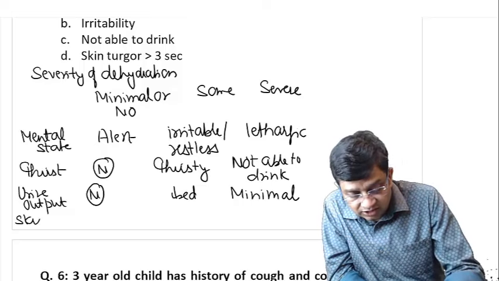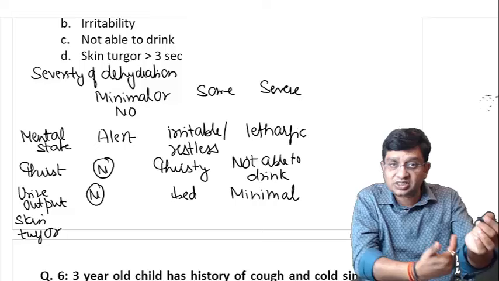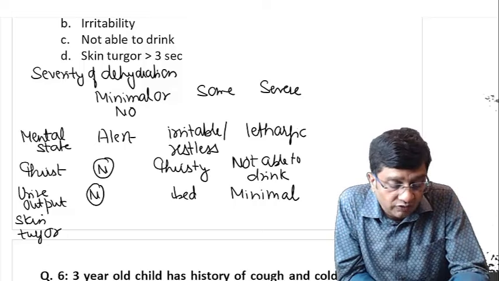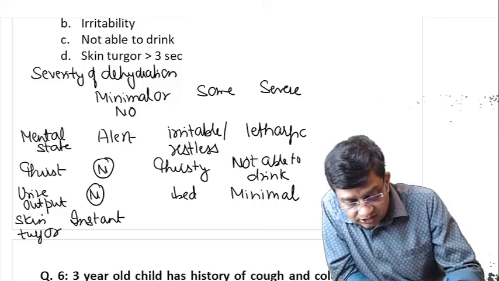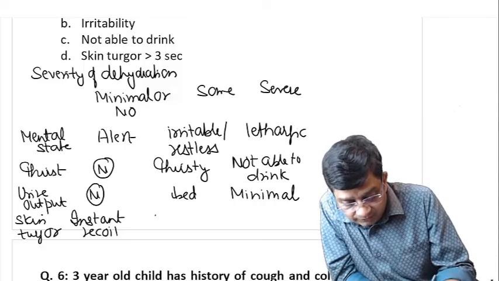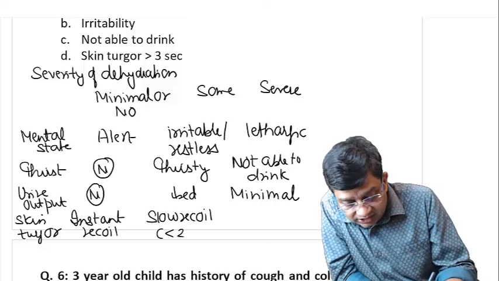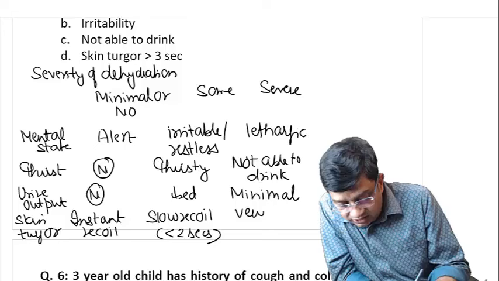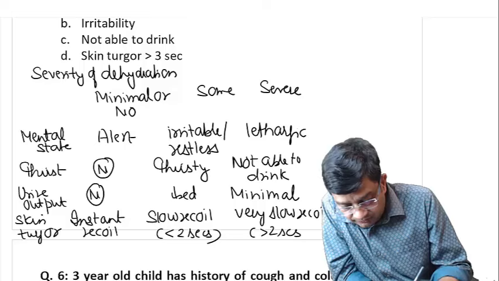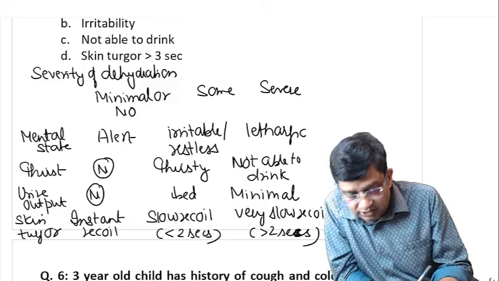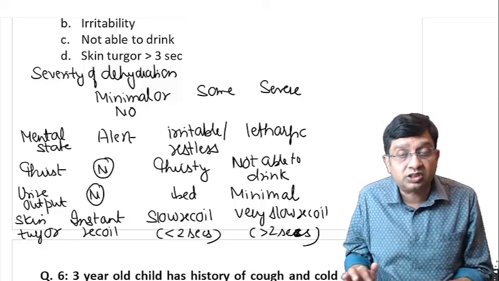Fourth point is the skin turgor. The skin turgor means you pinch off the skin, you look how much time the skin is taking in going back, and this is always checked on the abdomen. So if you do here, this is particularly instant recoil. This is what we see is the slow recoil, and that is less than 2 seconds. And here it is very slow recoil, which is more than 2 seconds. Just remember these 4 points and your each and every question of severity of dehydration is solved. Minimal, some, or the severe dehydration.